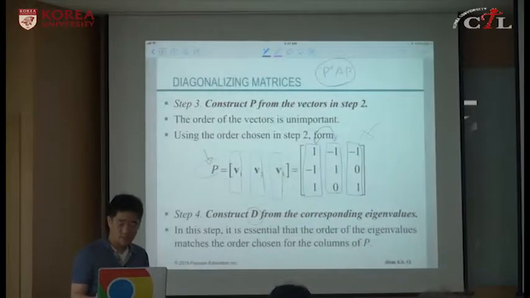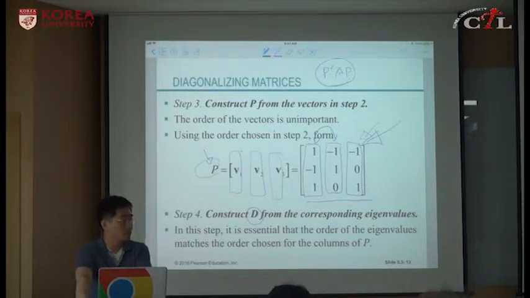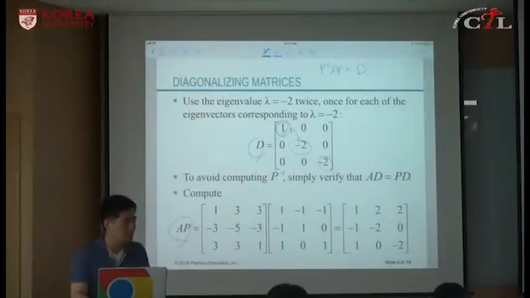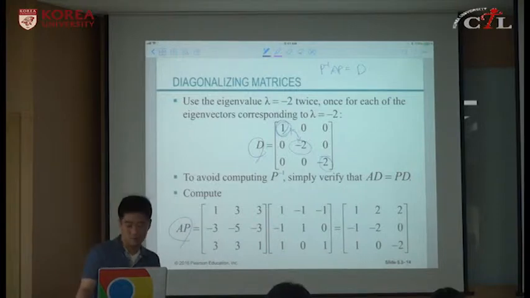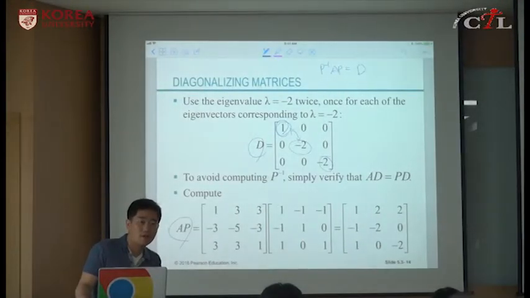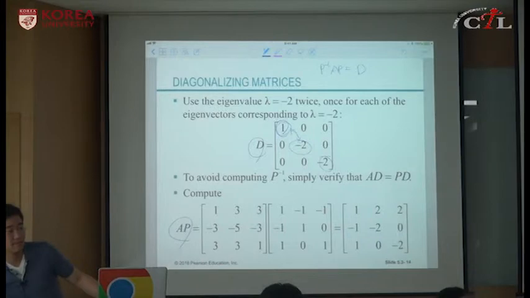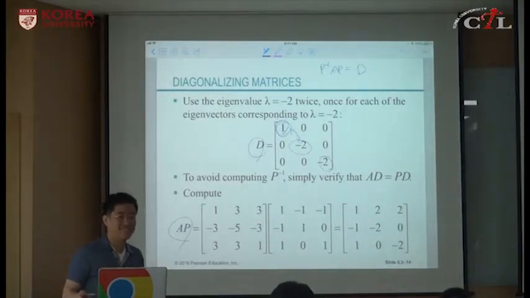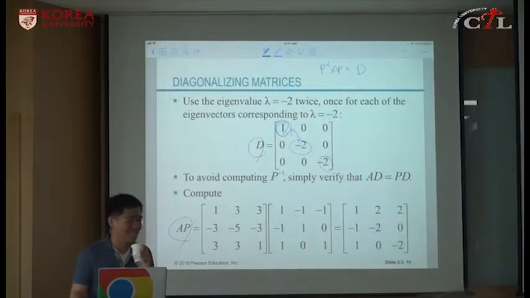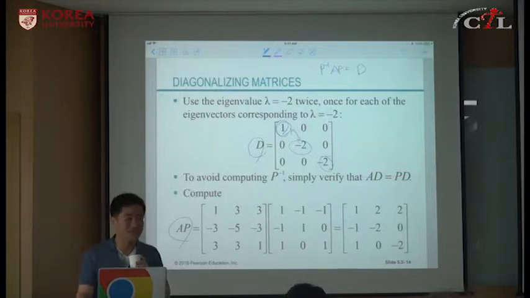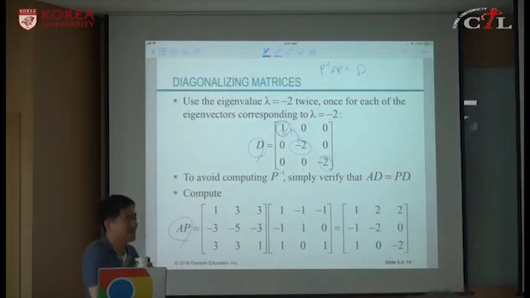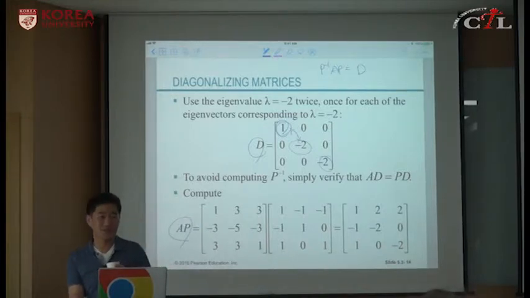In other words, do we need to form matrix P and D using this particular order, or is it okay to freely change their order? In that case we also need to change the order of the diagonal entries of matrix D. So is it okay or not? It's completely okay to change the order of these eigenvectors and their corresponding eigenvalues.